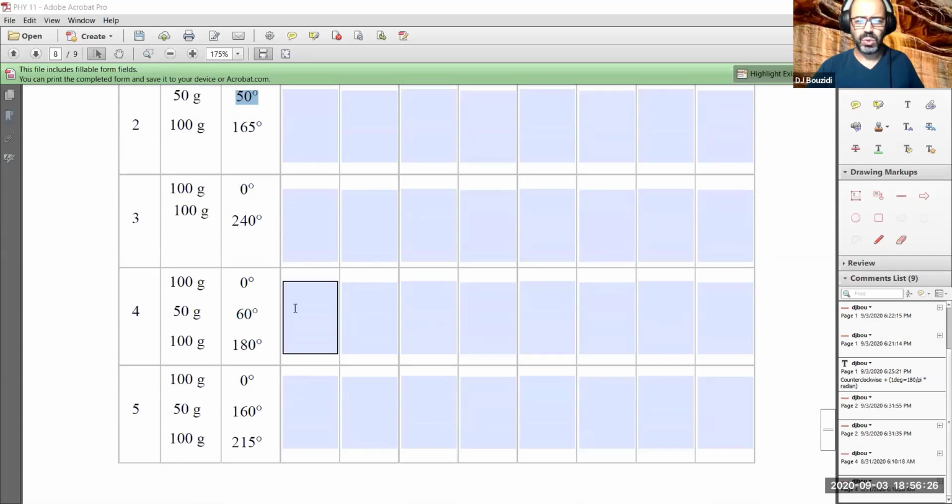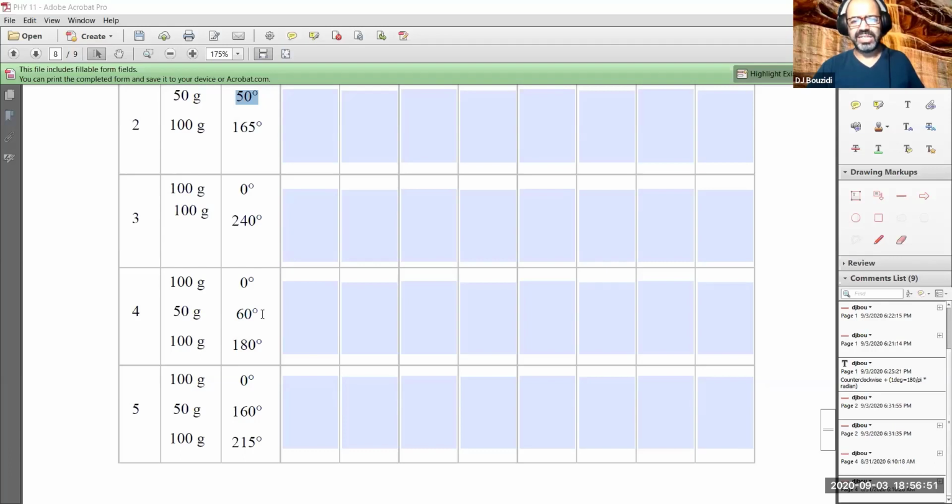You have the last two, which are actually 3 vectors. So you draw the first one, 100 grams at 0 degrees. You draw the second one, 50 grams at 60 degrees. You add them up. From the end of the resultant, you draw the 100 grams at 180 degrees. There is a trick with this question, and I'm going to tell you what it is to save time once and for all.